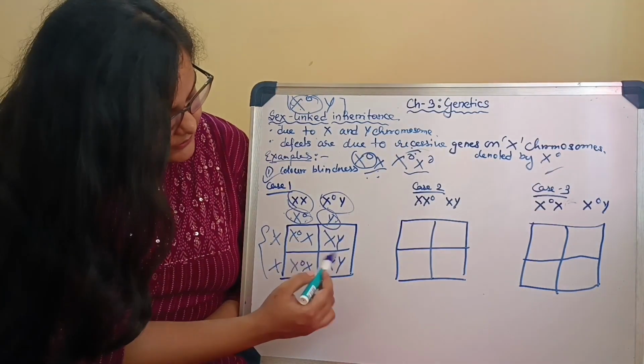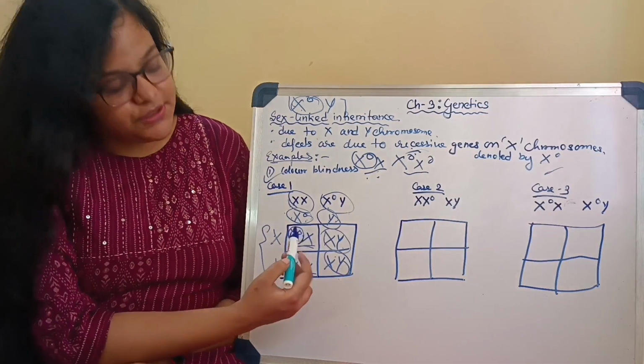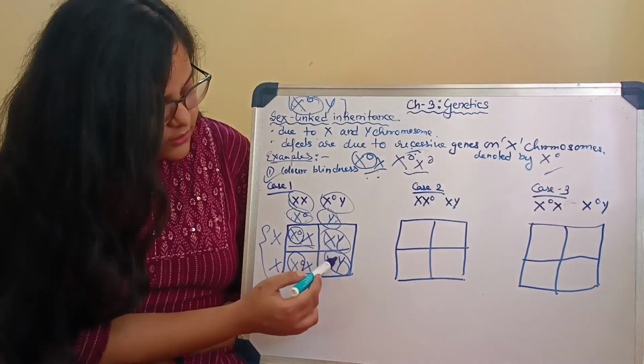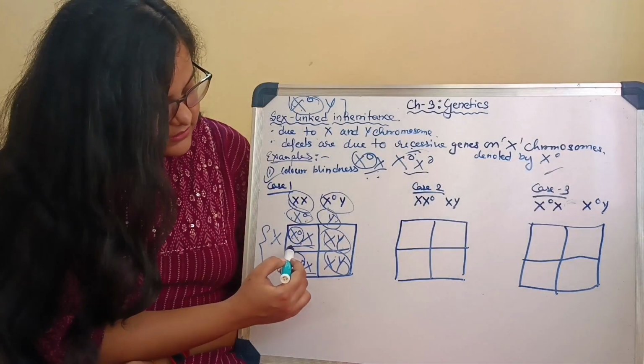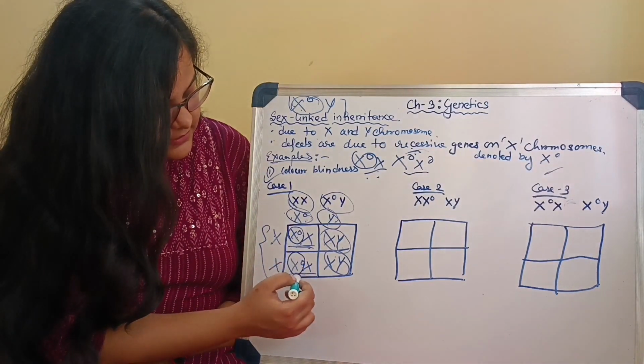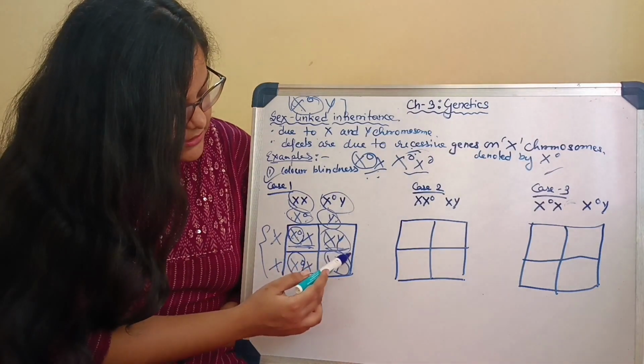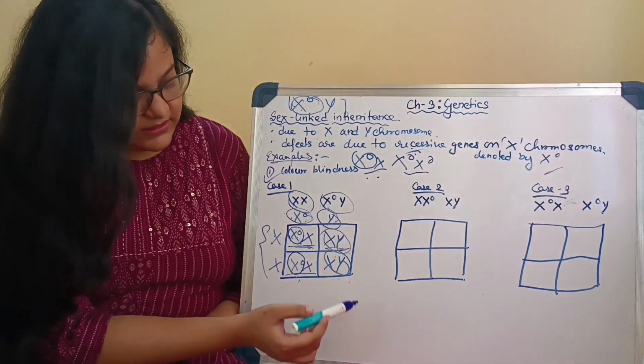Now, as you can see here, we have two probabilities of a daughter and two probabilities of a son. Here, both the daughters have the probability of being carriers of color blindness, and both the sons will be healthy.